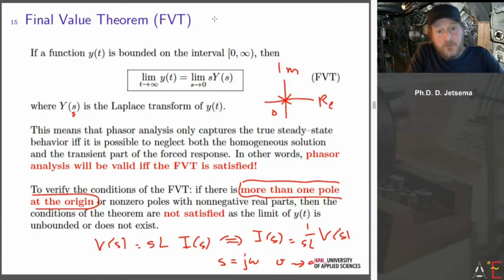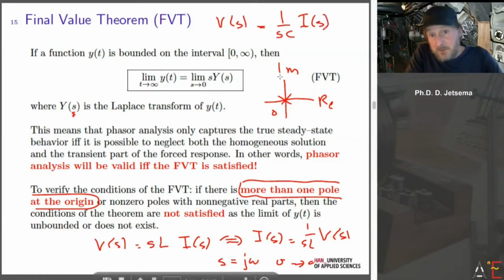And if you have a capacitor, for example, then the voltage of a capacitor is 1 over sC times the current. That's just the dual of an inductor, and this also has a pole in the origin.